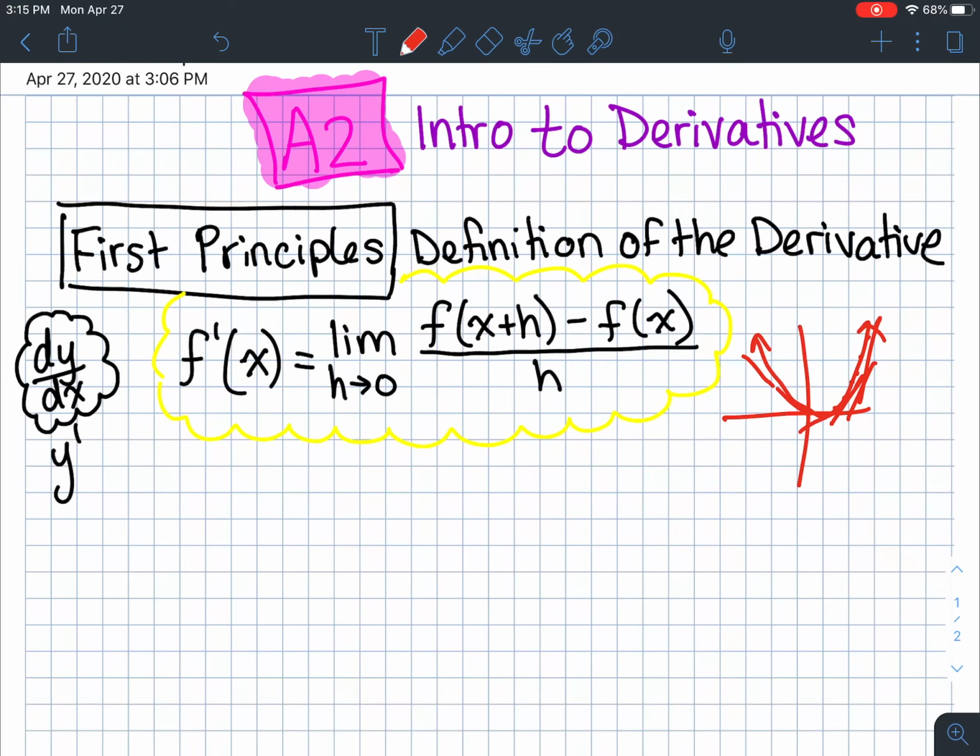So at any point along the curve of, say, a parabola, we can find the slope of the tangent line using the first principles definition of the derivative. In A2, we're going to focus on this first because it's your roots. You need to know this. This is where derivatives come from, and all these rules come out of this formula. We're able to make lots of conclusions and see patterns develop, and then it leads us into power rule, product rule, quotient rule, all these really important rules that all come from first principles.